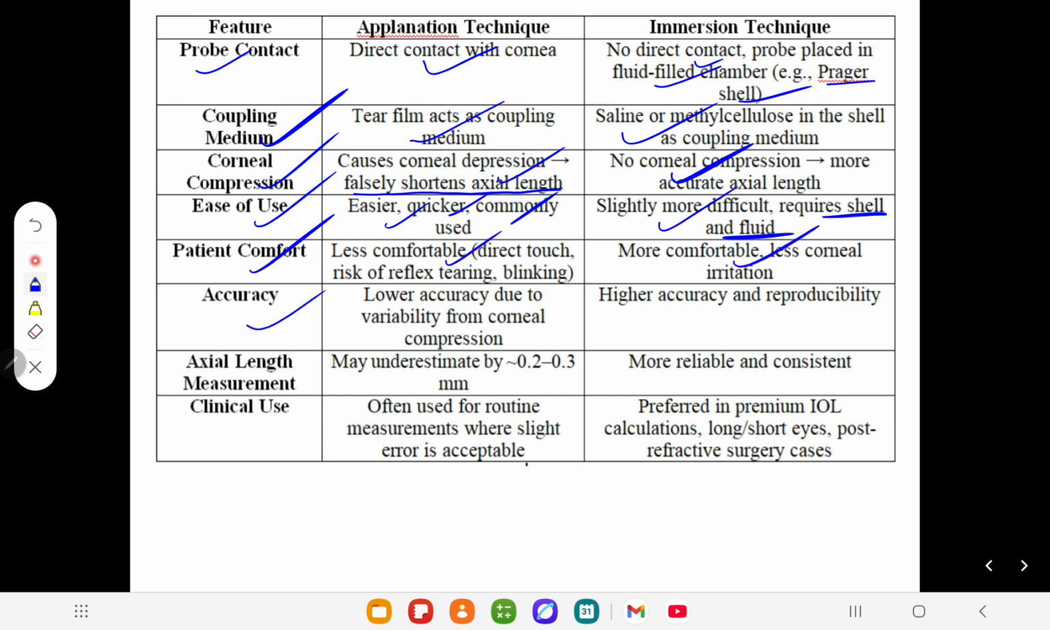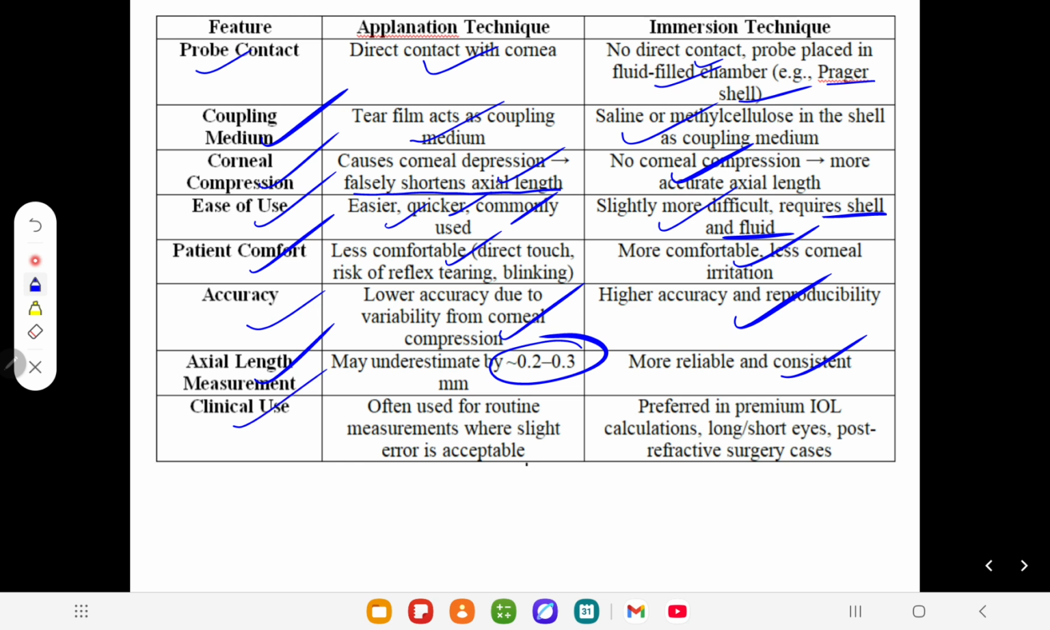Accuracy: low accuracy due to the variable corneal compression. If it's compressed, then a short axial length would be the chance, but there is higher accuracy and reproducibility in case of the immersion technique. Axial length measurement may be underestimated by roughly 0.2 to 0.3 mm, which is approximately one diopter error. So it's more reliable and consistent in case of the immersion technique.